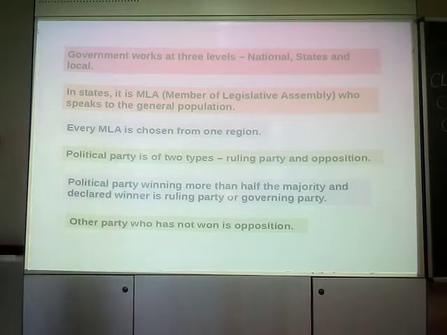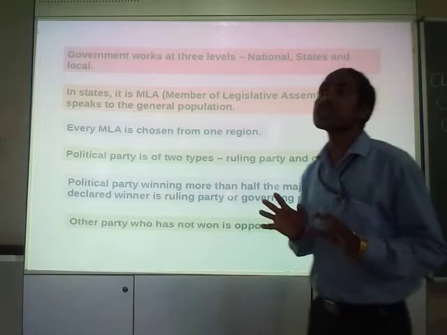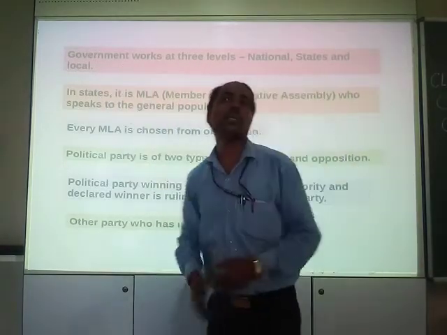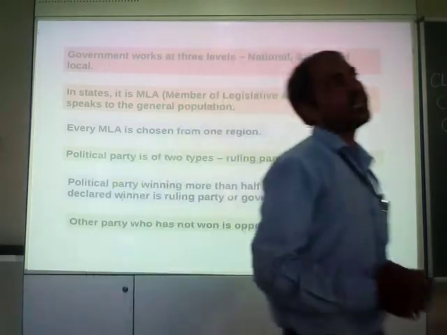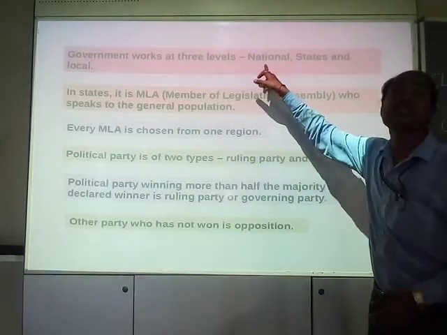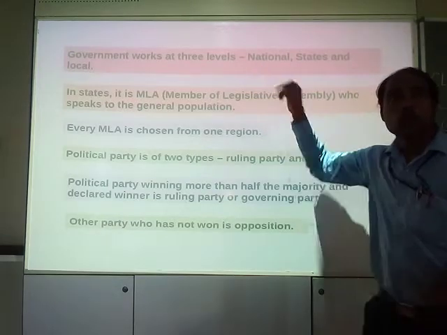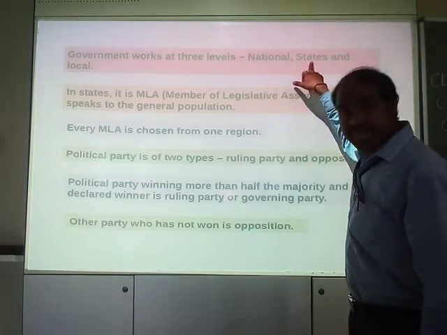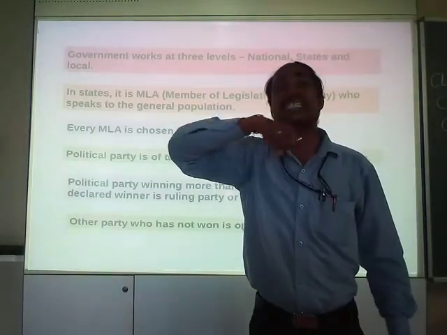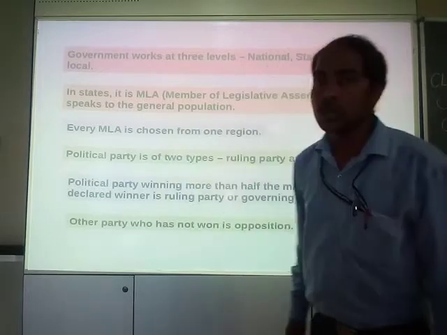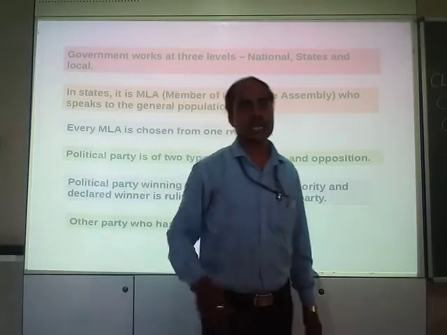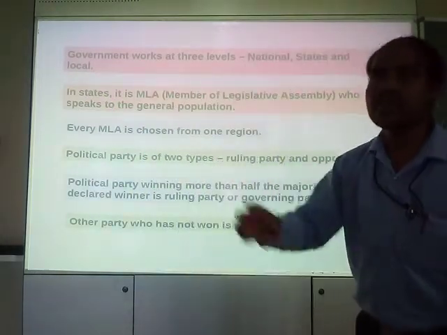Now the chapter starts: how the state government works. You have to understand that government works at 3 levels. They work at national level, at central level, which works for the whole country. Another is at state level, which works for a state. And the third one is at local level, at villages, at districts, and at different levels.